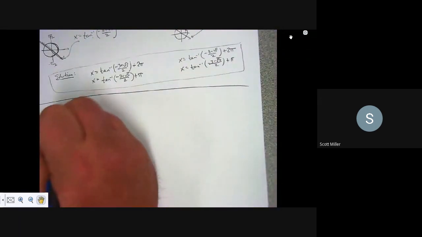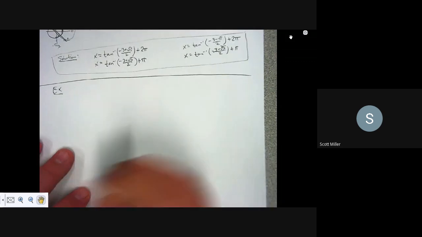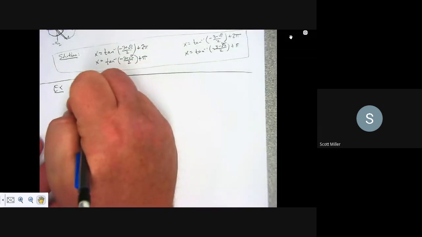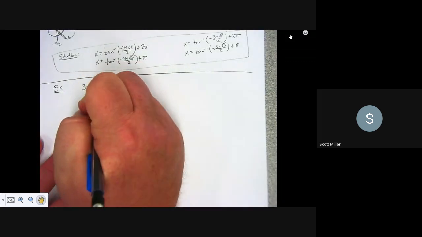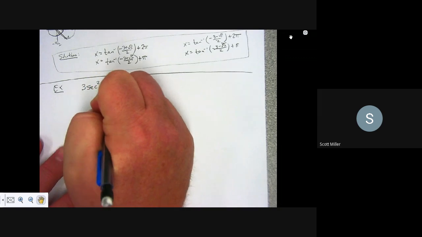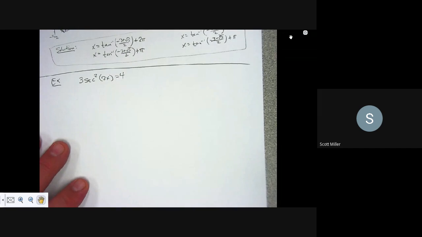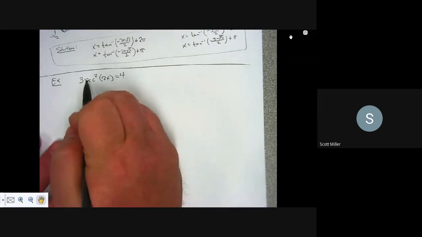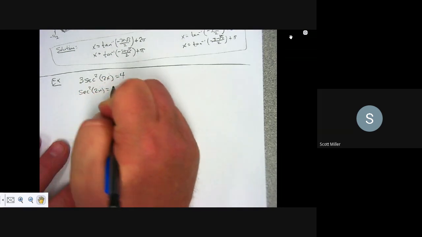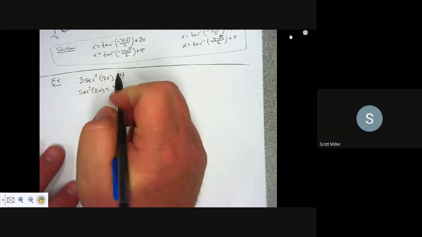So here's another example. This is illustrating some techniques that can be used. That's why I do these examples. What do I have? 3 times the secant squared of 2x equals 4. There's a lot of ways to solve this one. How would I solve this one? I would do this. First things first, isolate the trig function. So divide by 3. Secant squared of 2x is 4/3.